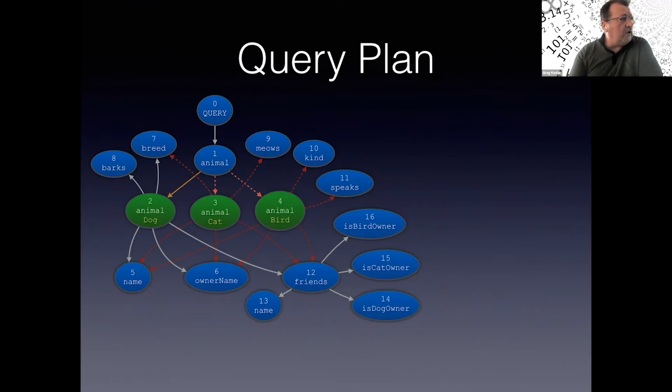For the dog type, there are fields name, owner name, barks, breed, and friends. They are also recorded as edges into this graph. So each edge represents a possible parent-child dependency relationship between the fields. So why is it important?